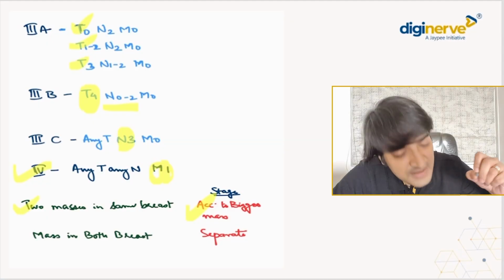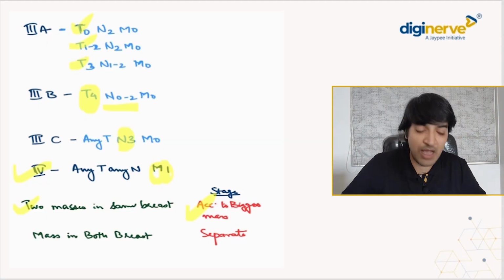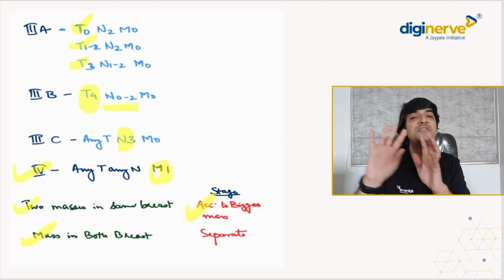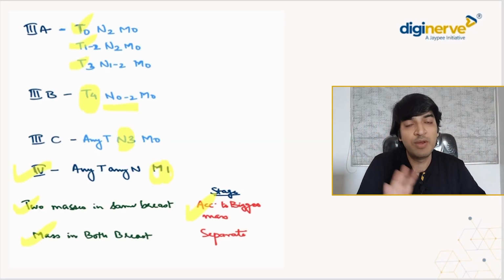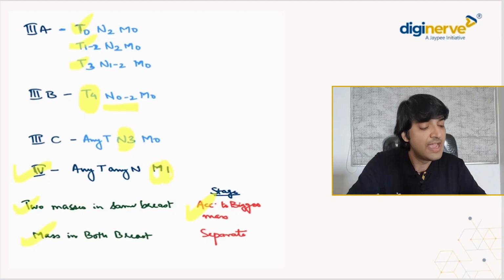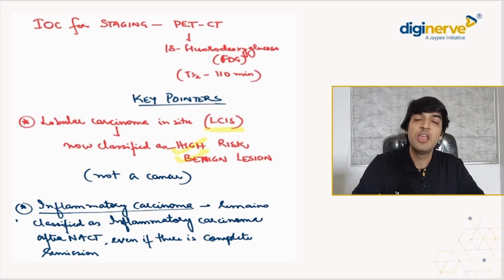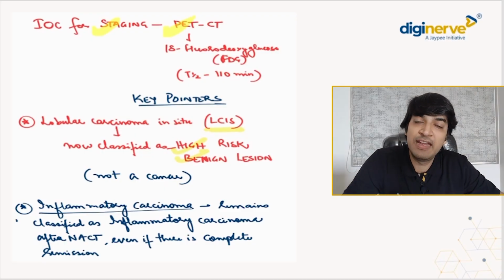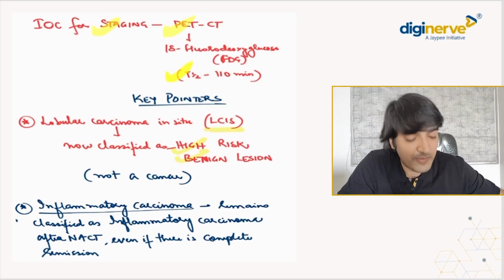So 2 masses in the same breast are calculated as per the bigger mass. Then if there are masses in both the breasts, you have separate classification for both the breasts. Common classification नहीं बनाते हैं. Next point that you need to remember: what is the investigation of choice for staging? It is PET CT. What do we use? We use 18 FDG. T half उसका 110 मिनट होता है.